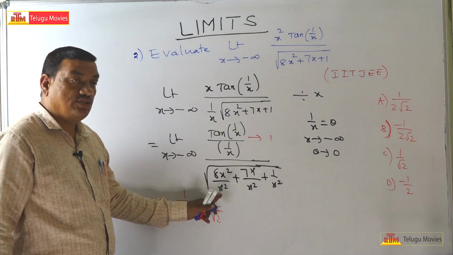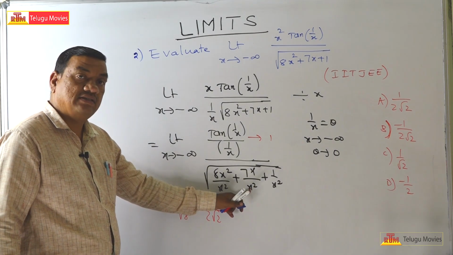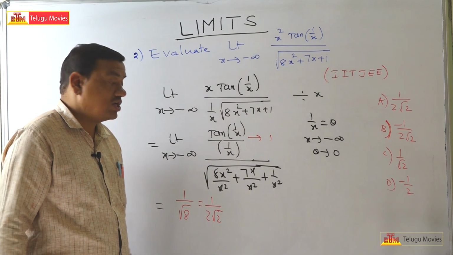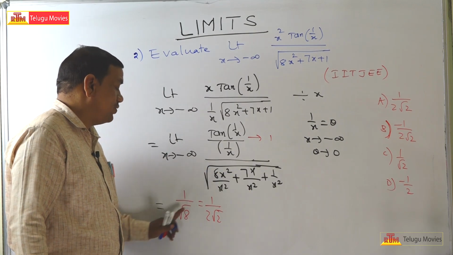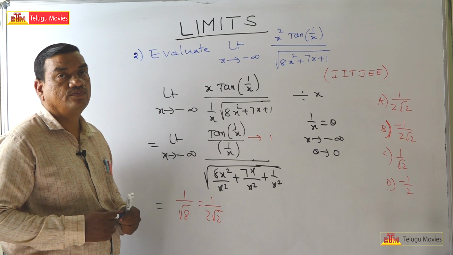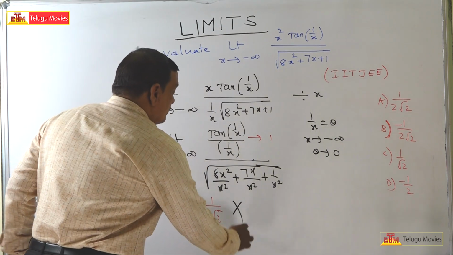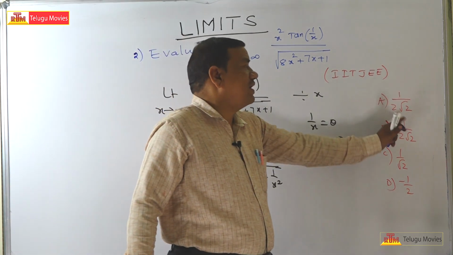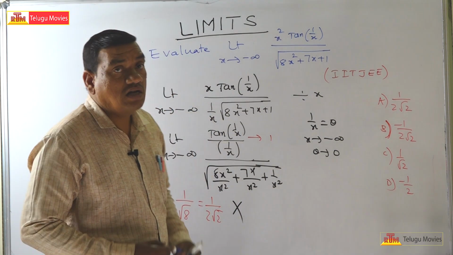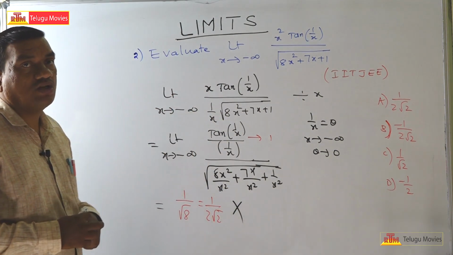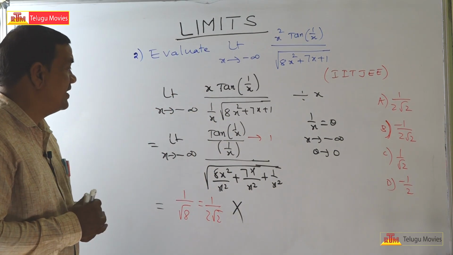Therefore, here x square cancels, 7 by x is 0, 1 by x square is also 0. Ultimately, 1 by root 8, 1 by 2 root 2. But the answer is wrong. The option given is 1 by 2 root 2, but the answer is wrong. Why is it wrong? Where is the mistake we committed?